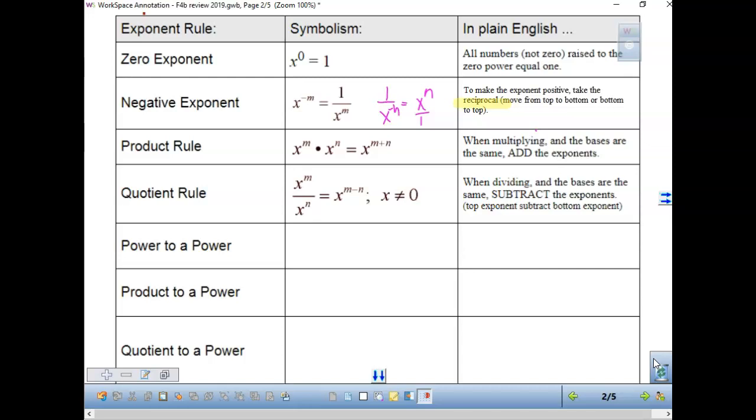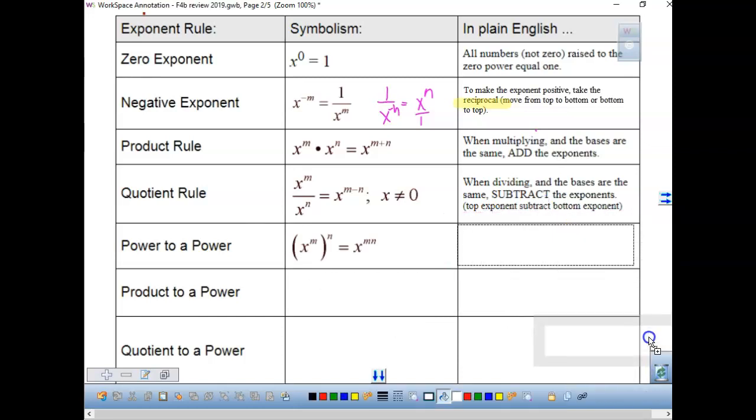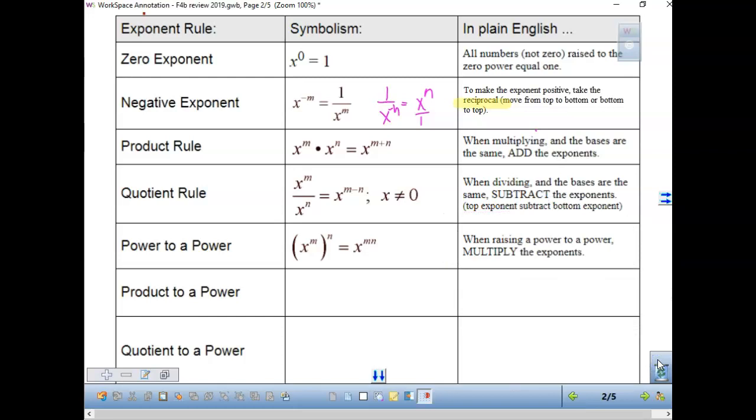So power to a power. This is when you have x to the m raised to the n, or x to the n raised to the m. That's when you are going to multiply those exponents. So we're multiplying our exponents when we do that. And it gets really easy when they're like towards the end of yesterday's homework, like that 61 to 77.